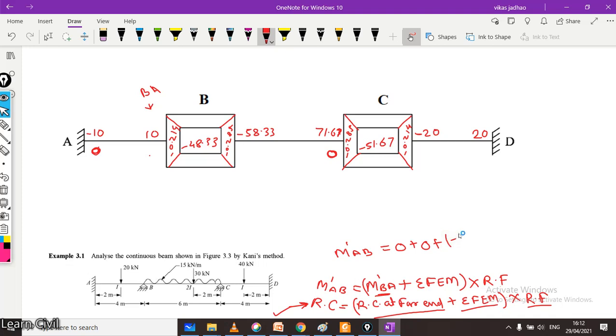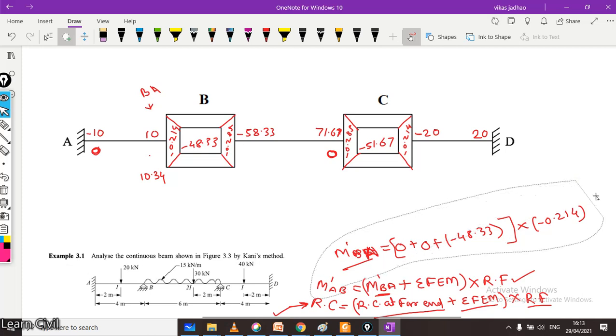So write down here minus 48.33 and multiply this with the rotation factor. The rotation factor here for BA is minus 0.214, so we'll get the value as 10.34. Write down this here. Okay, this is the rotation contribution for BA. Please note down this.